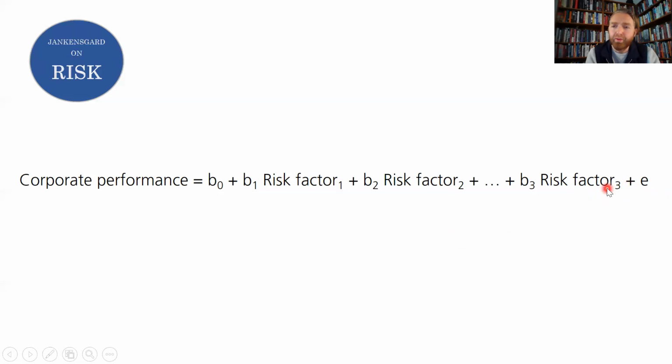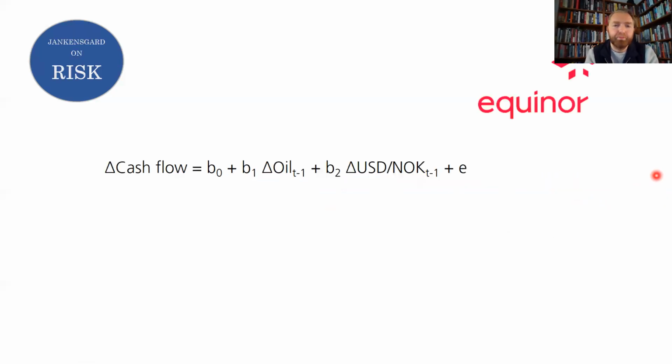So if you're able to put together the market-based volatility, or the volatility conditional on market risks, but also have information on non-market risks, you can get the total. So here's a model for Equinor, a Norwegian energy company. We've estimated a model for the changes in cash flow as a function of changes in the oil price and changes in the Norwegian krona versus the dollar exchange rate.